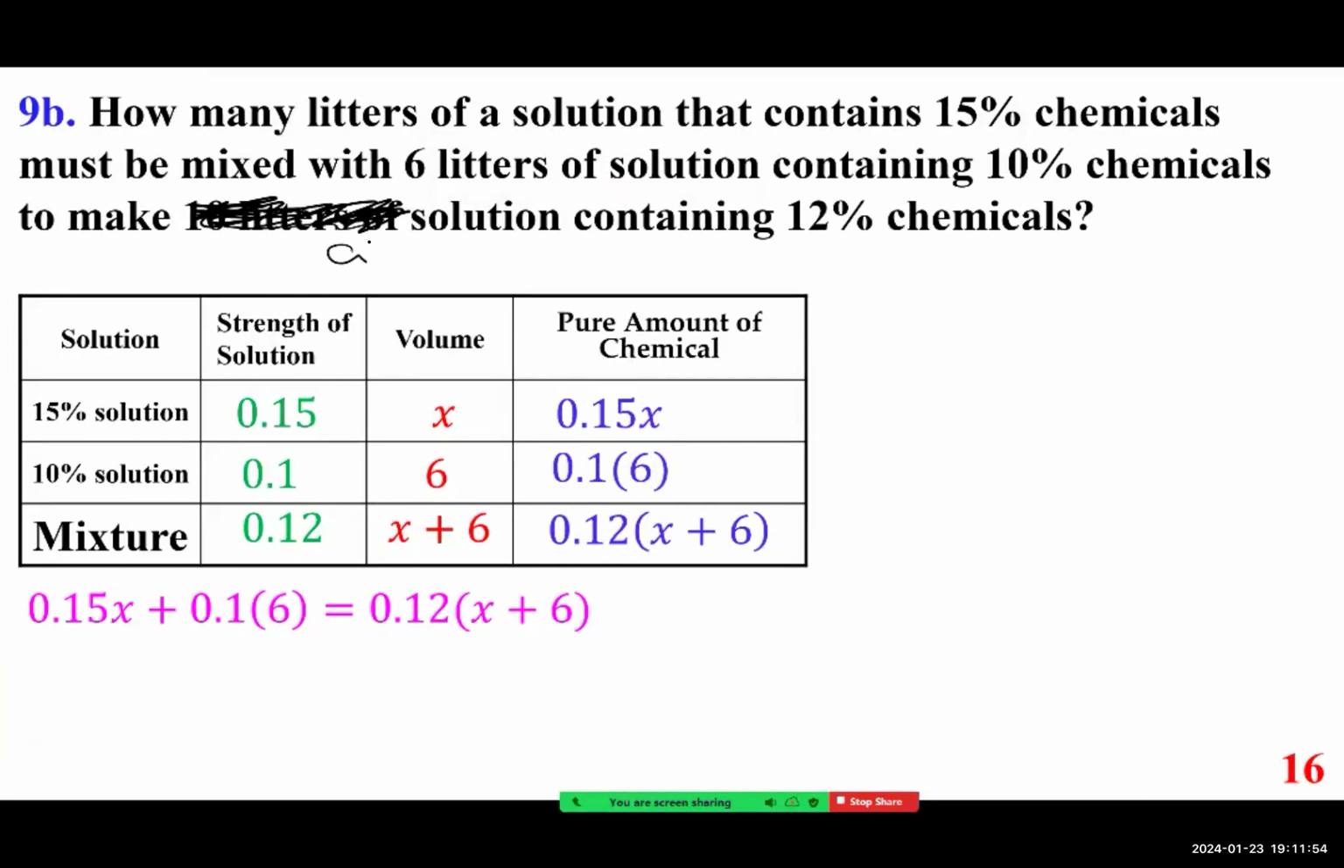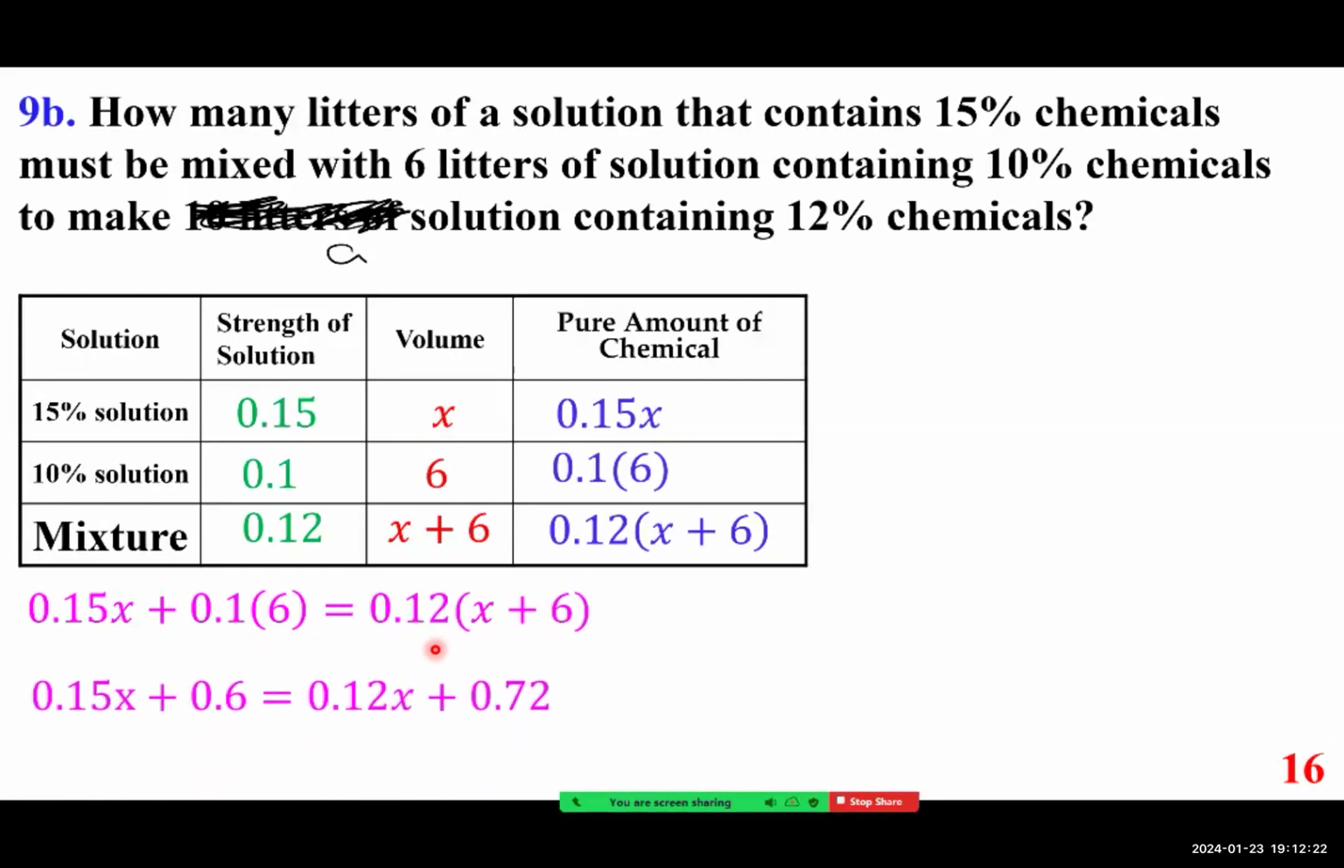To make a solution containing 12% chemicals. We don't need this number. This defeats the purpose. All right, so this is 0.15x, this is 0.6, and this is 0.12x, and the product of these two, 6 times 12 is 72. You have two decimals, 0.72.